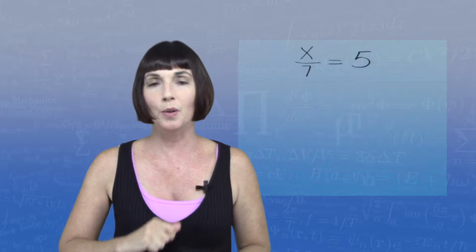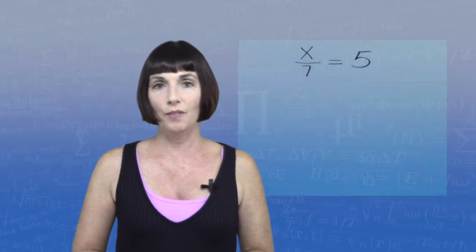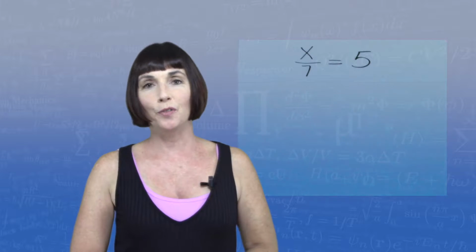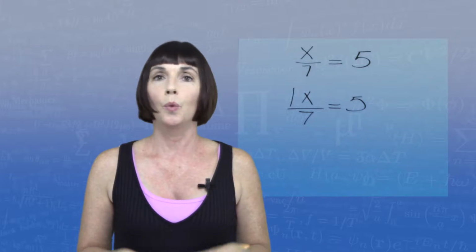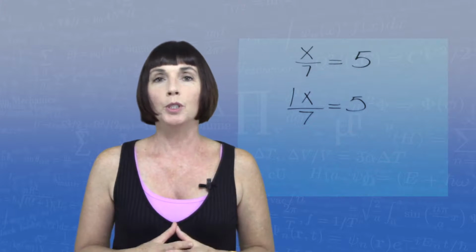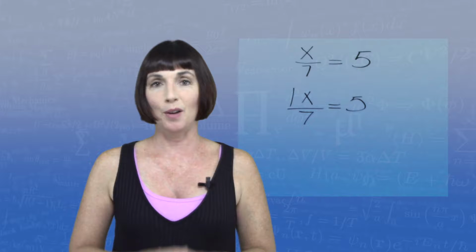All right, so back to our equation. x over 7 equals 5. What's the coefficient? There's a 1 in front of that x, so the coefficient is 1 over 7. What's the reciprocal? Flip it upside down, 7 over 1. Multiply both sides of the equation by that reciprocal.